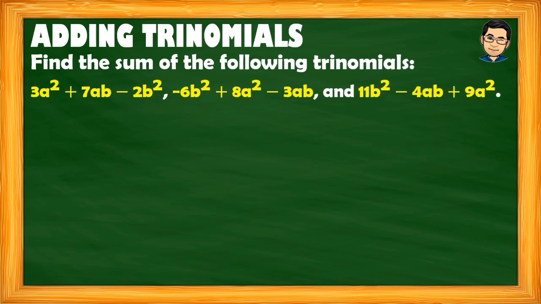Next, 3a squared plus 7ab minus 2b squared, negative 6b squared plus 8a squared minus 3ab, and then 11b squared minus 4ab plus 9a squared. So, kagaya ng ginawa natin kanina, yung mga trinomials na hindi nakasulat sa standard form, isusulat na natin para mas mabilis na lang yung pag-align nila. Okay. So, yung magiging basehan natin is yung first trinomial. So, yung second trinomial natin, kailangan isulat natin as 8a squared. Nauna po yung a sa b.